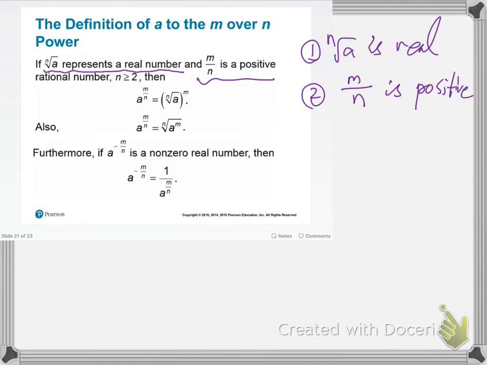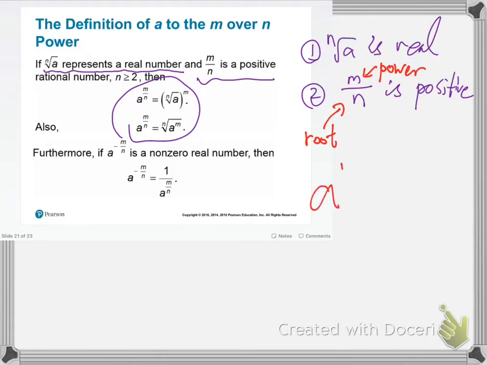Then we have this definition. The denominator means root, and the numerator means power. Let me repeat this: a to the m over n's power means the nth root of a, and then you take the m's power of that. So the denominator means root, the numerator means power.